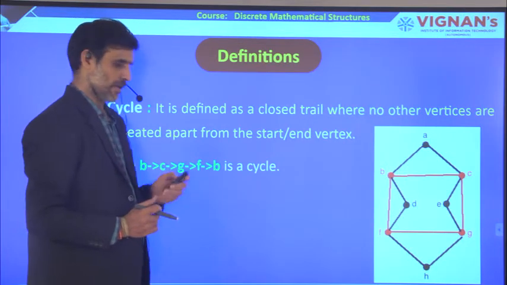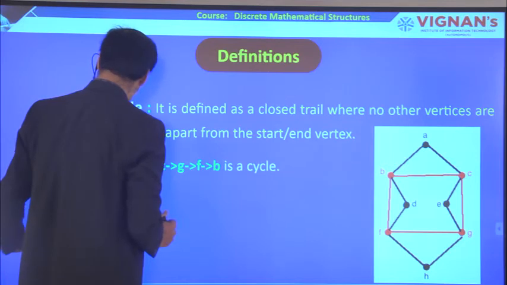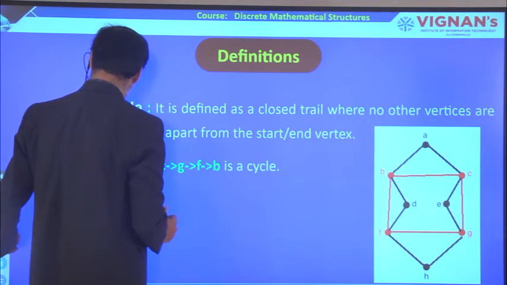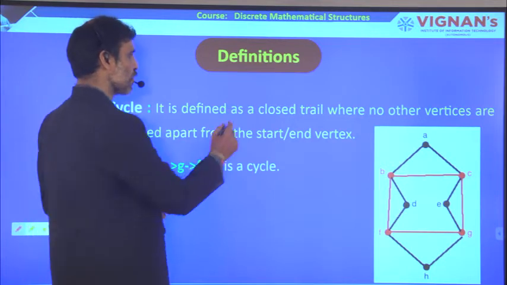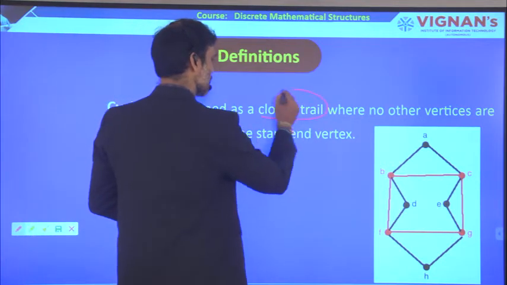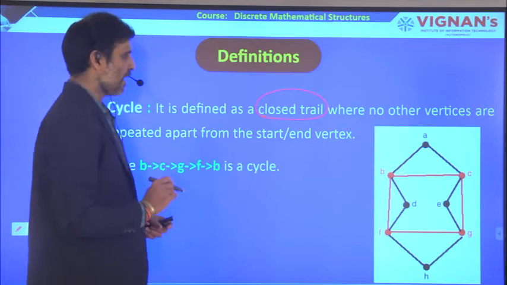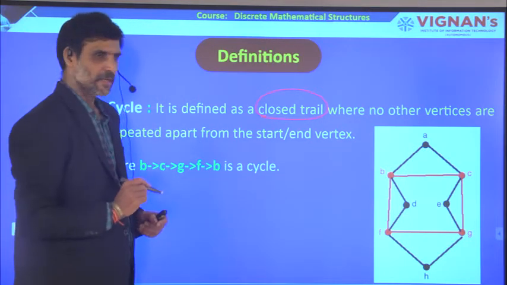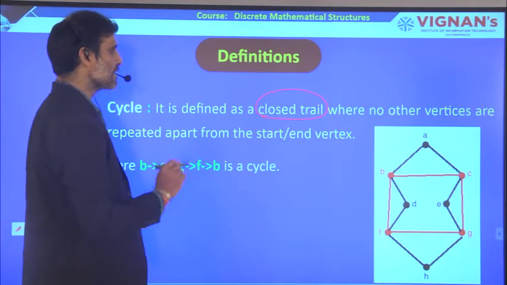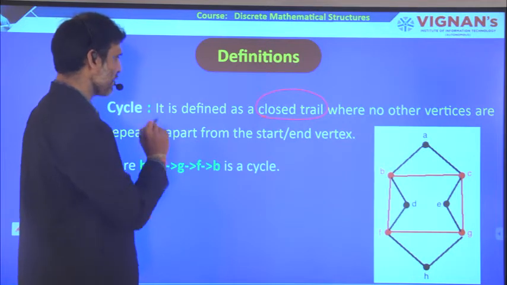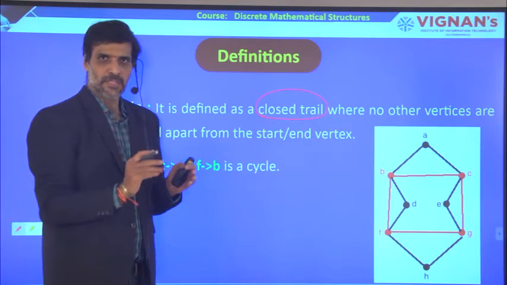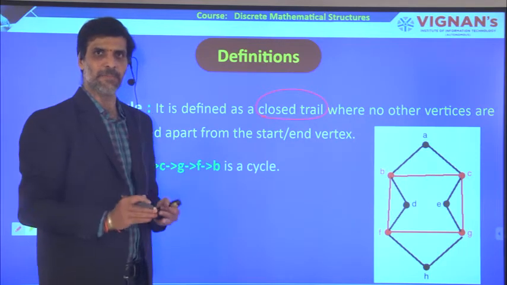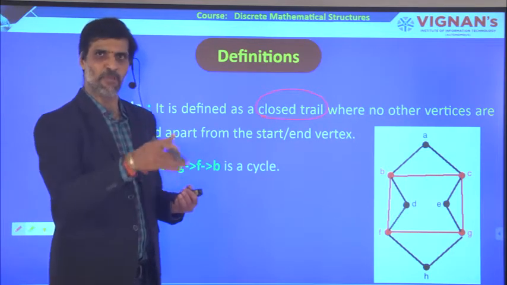What is a cycle? We discussed the cycle graph already, but now we are discussing what a cycle is. Simply, it is defined as a closed trail. Remember that: no other vertices are repeated apart from the start and end vertex. The start and end vertex may be repeated. Why? Because it should form a cycle.